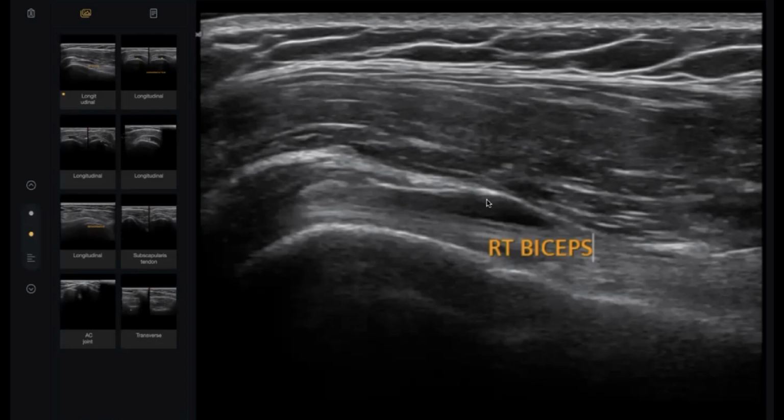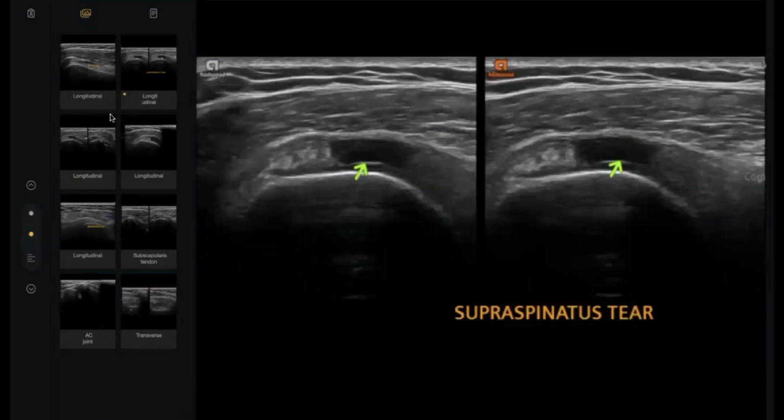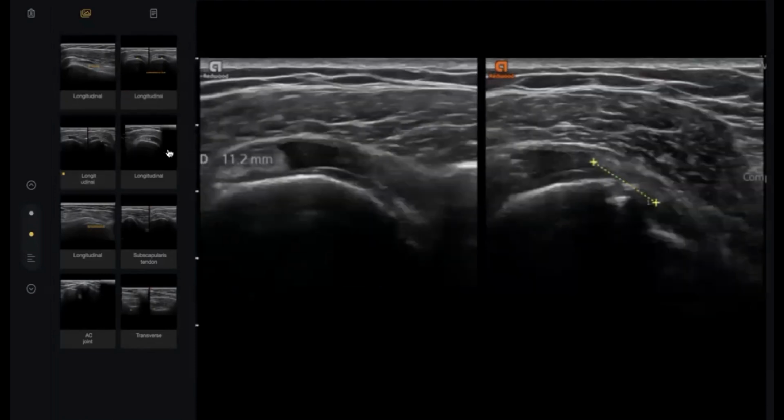So after any MSK injury, do MRI. Sorry, do ultrasound. Doctor, go on.